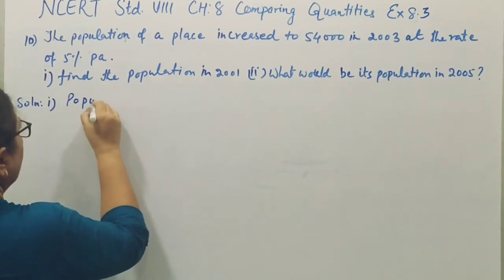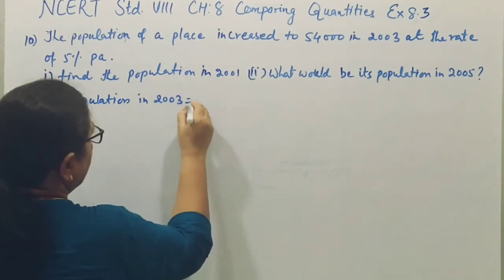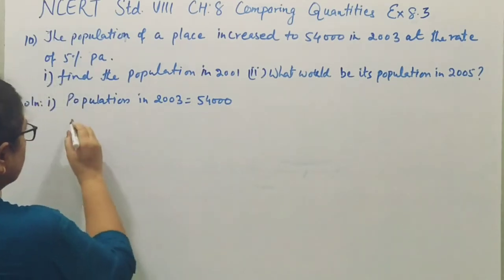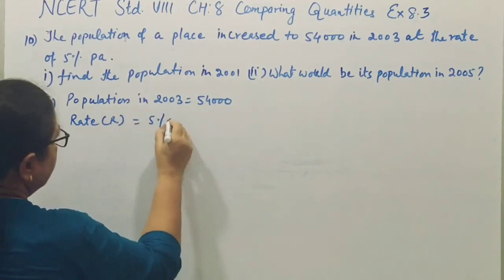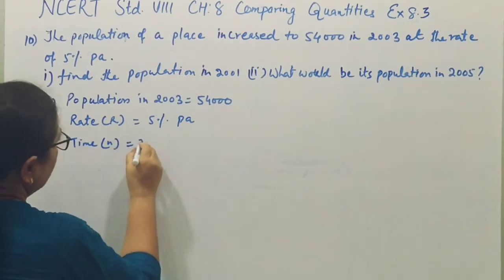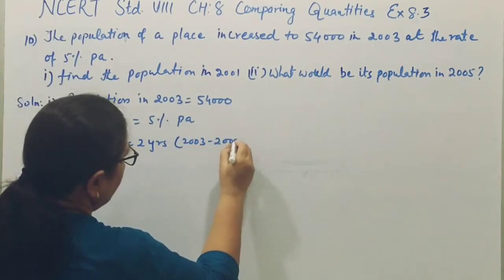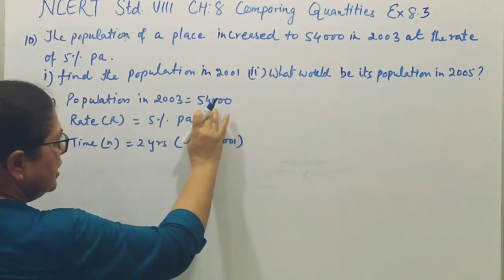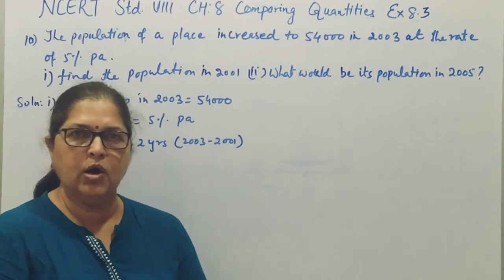Population in 2003 is 54,000. This is the increased population. Rate 5% per annum. Time 2 years, 2003 minus 2001. Therefore, this population in 2003, this is the increased population, so this will act as amount.